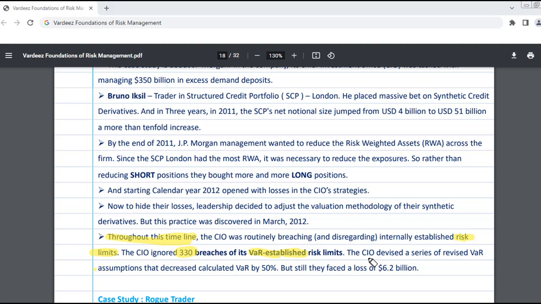And not only this, they also changed the assumptions of the calculated VAR that decreased their value at risk by almost 50%. So they tried the best that they could to prevent the losses or to hide the losses, but still they faced a loss of $6.2 billion. So this was the case study about the London Whale.